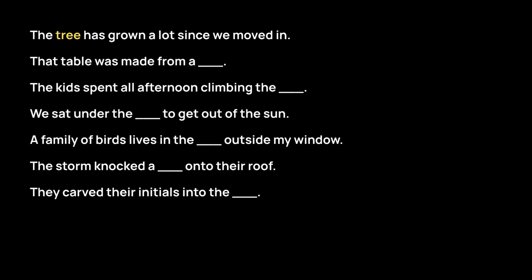Tree is in the set of things that grow. It's in the set of things made of wood. It's in the set of things you climb. It's in the set of things that give shade. It's in the set of things birds live in. It's in the set of things that can fall in your house. It's in the set of things you carve your initials into. Some of those sets don't even have names. There is no English word for things you carve your initials into. But yet you still know unconsciously that a tree is in it and a refrigerator isn't.